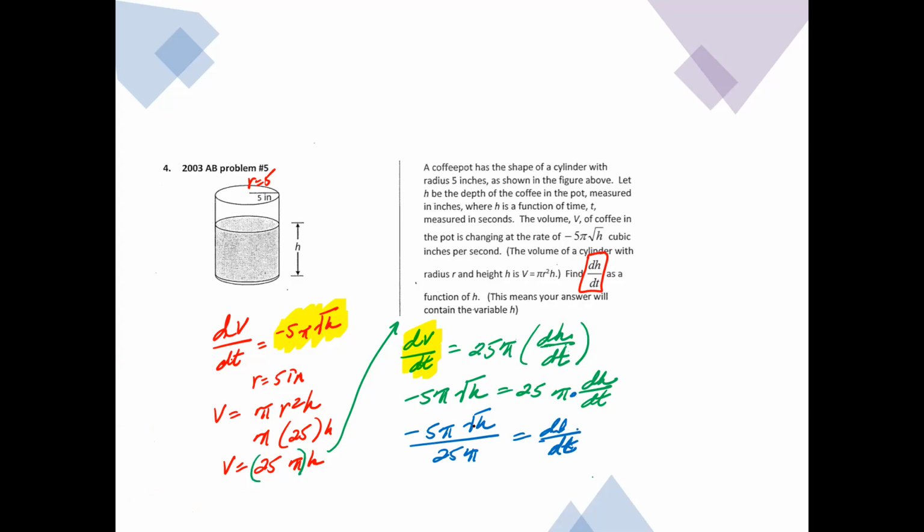So then I'm going to go ahead and cancel the pi, and cancel the 5 over 25, which is a 1 over 5. And then my answer is just going to be dh over dt equals negative square root of h over 5. Don't forget your units, inches per second. And that is my answer.